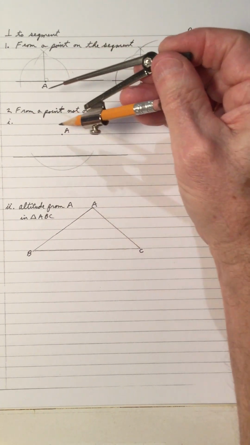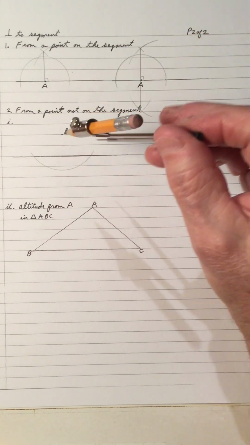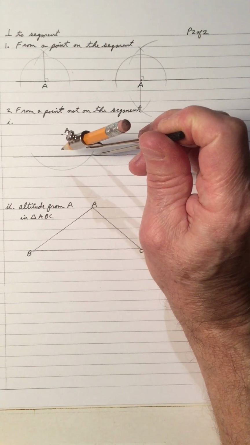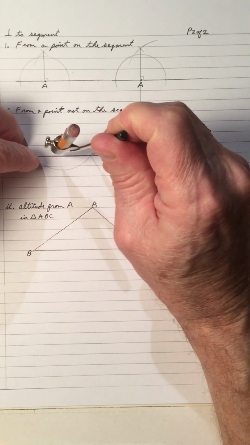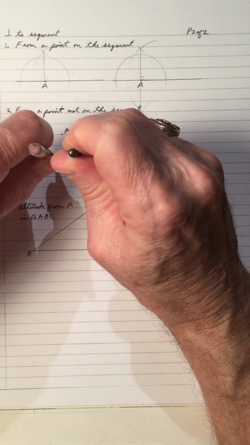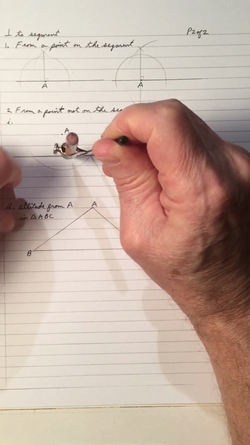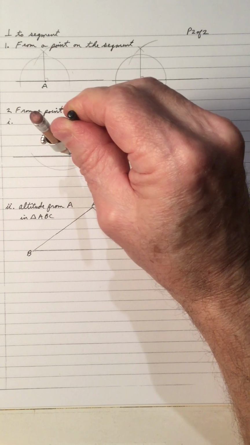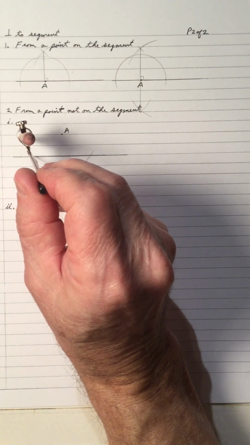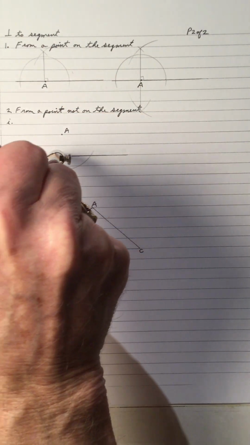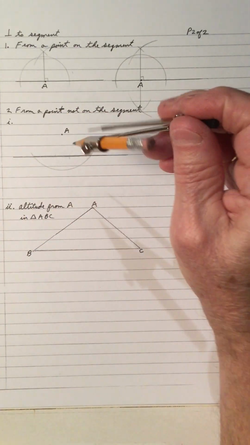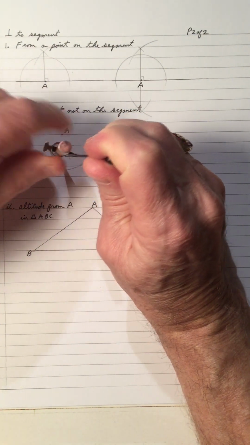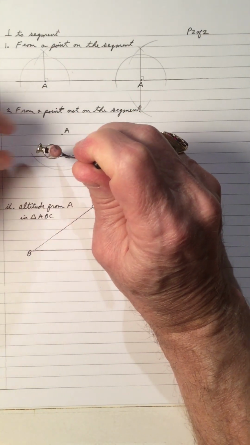There it is. Very similar to what I did here making this arc. Now I put it at this end point of the arc, and I make sure that it is more than half. Because again, if I take it less than half, watch what happens. If I do it here, the arc hits here, and if I do it from this end, the arc hits here. So that's not good. So I have to take the radius of the compass more than half the length of this segment.